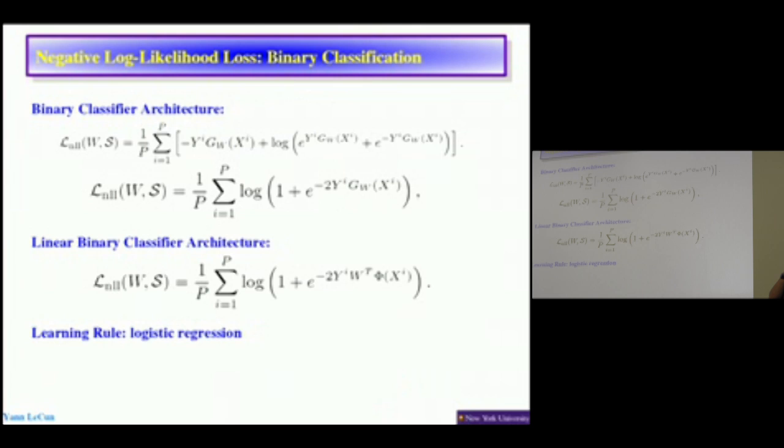So let's see what that reduces to for binary classification. For binary classification, again, the energy function is minus yi gw of xi, where gw of xi is a parameterized function. The overall loss, just writing what I had before, is the average over training samples of the energy of the correct answer plus the log of the sum of the energies of the incorrect answers, where the sum is over values of y. Here we only have two values of y, y equals plus 1 and y equals minus 1, which I can express as y equals yi or y equals minus yi. So I get these two terms here.